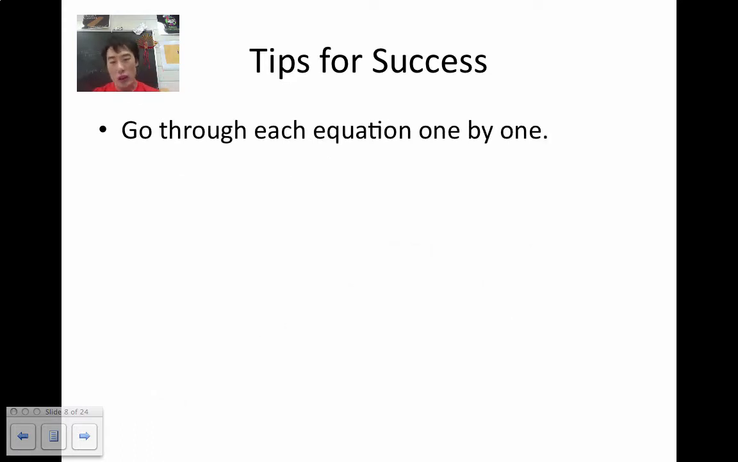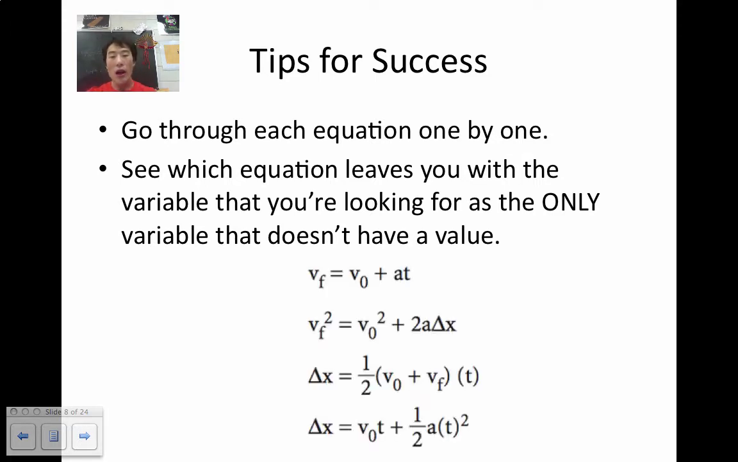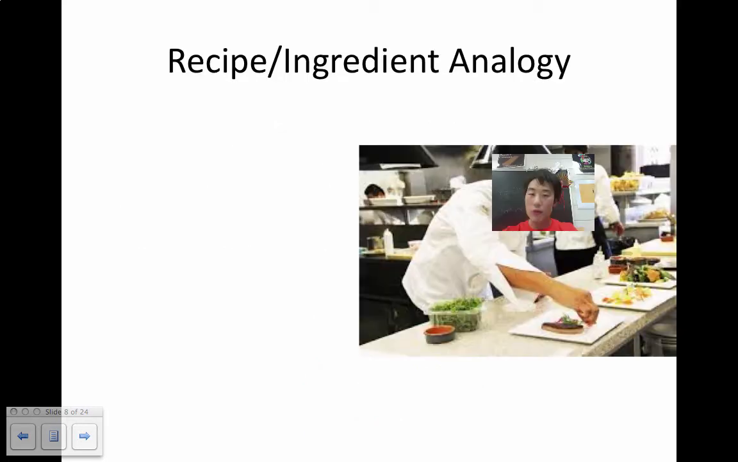Go through each equation one by one and then see which equation leaves you with the variable that you're looking for as the only variable that doesn't have a value. For example, if an equation leaves you with two unknown variables, don't use that equation. Here is the list of kinematics equations. Please take the time right now to pause the video and copy it down.